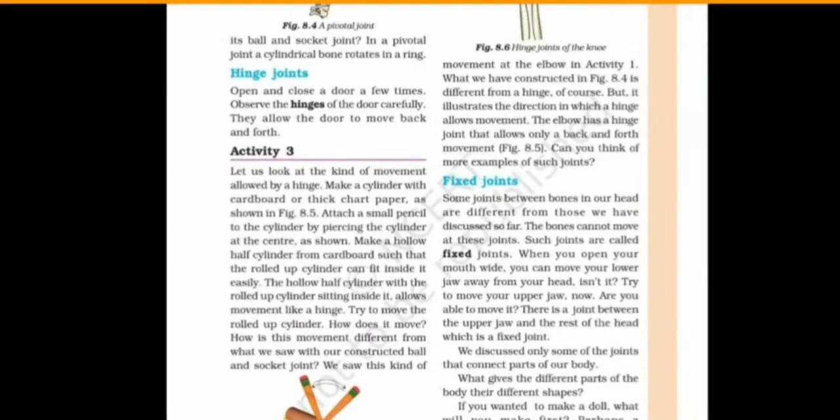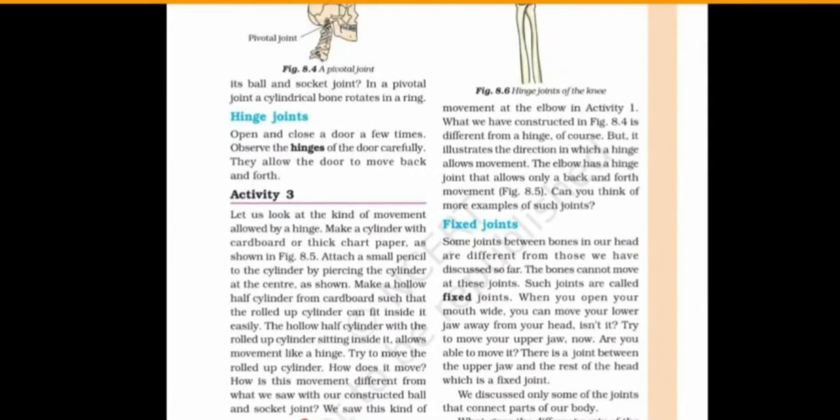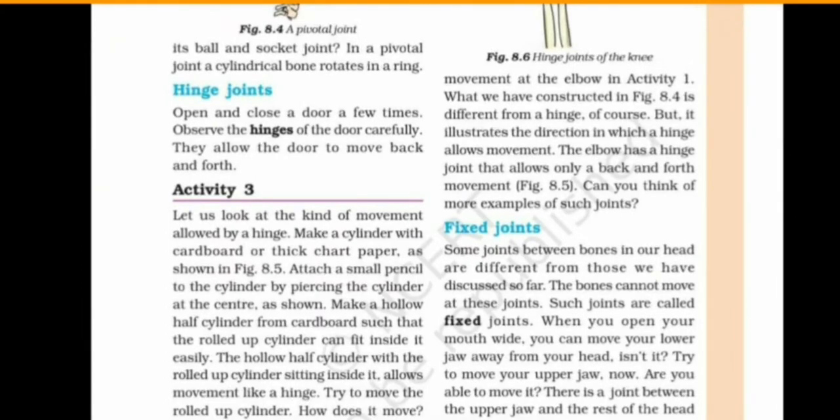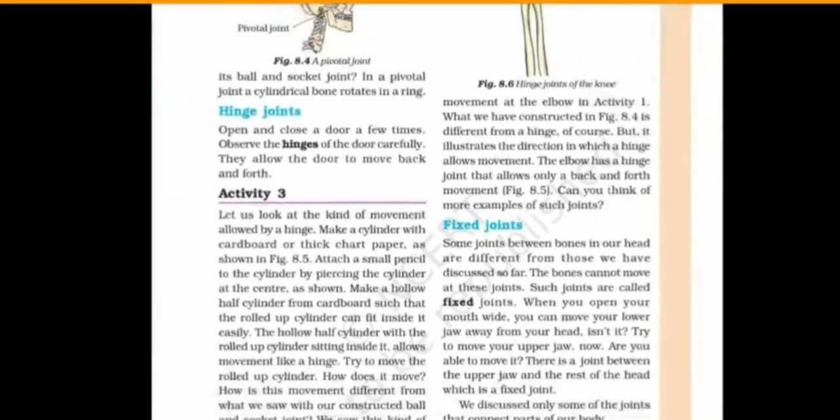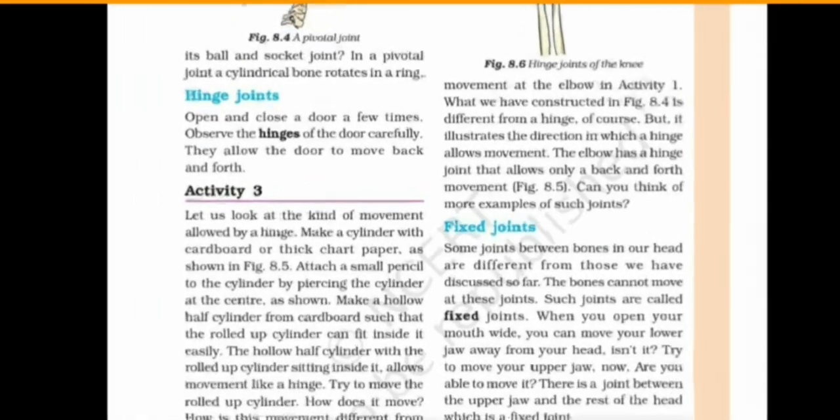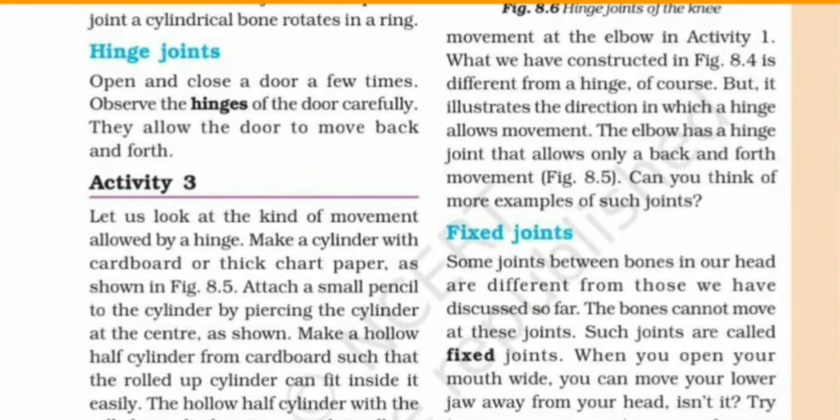Now see in the textbook what is written. Open and close the door a few times. Afterwards you can just observe your door at home. Open and close it some more times. You can also observe the hinges of the door carefully. It gives only one direction movement. They allow the door to move backward and forth, that much only. It does not rotate circularly or anti-circularly. So this type of joint is called a hinge joint.